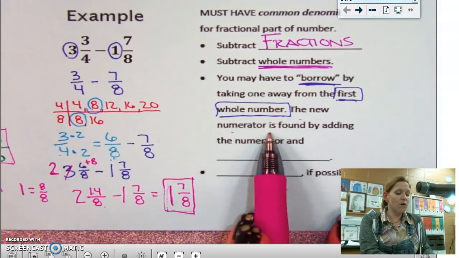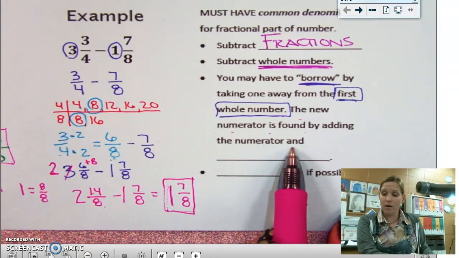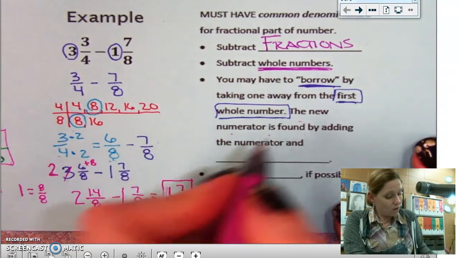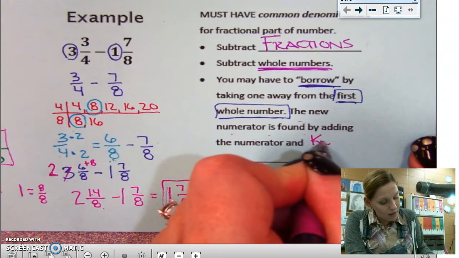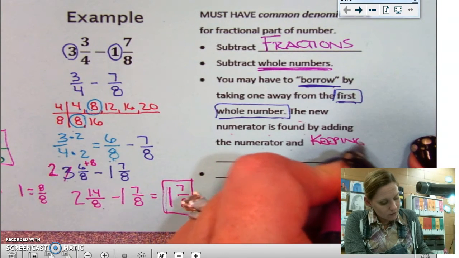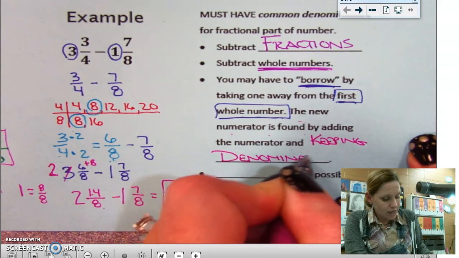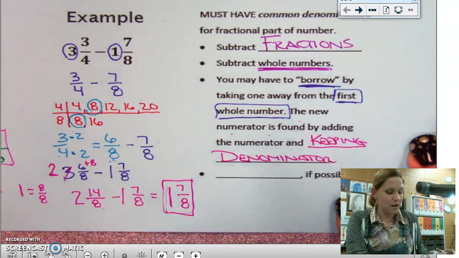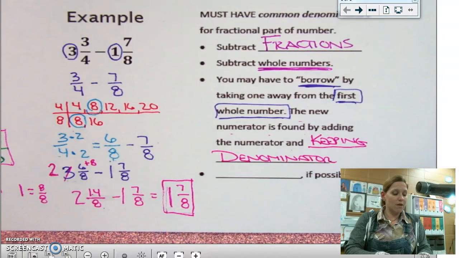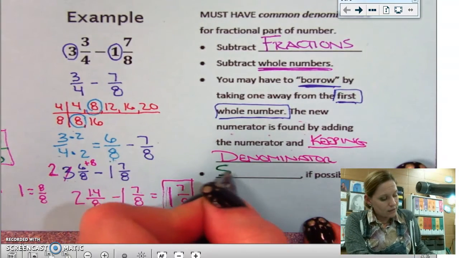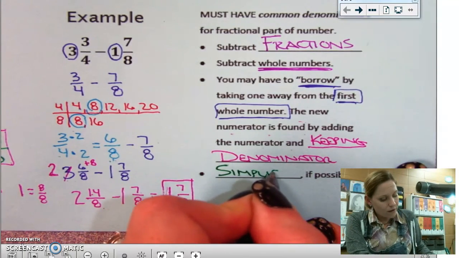So the new numerator is found by subtracting the numerators, oh, we missed a word, and keeping the denominator. Got to add that word in there. Keeping the denominator. And always, last step, if we need to, simplify if possible.